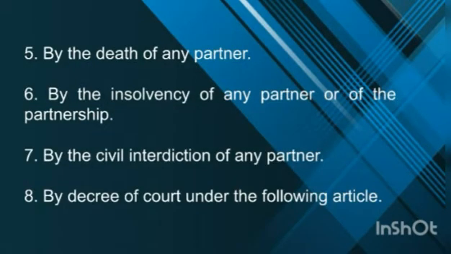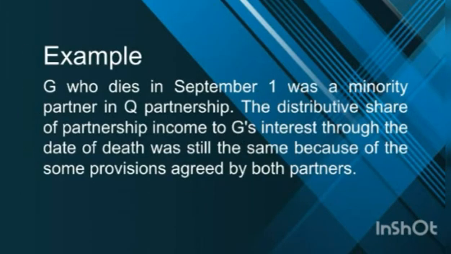Number 5. By the death of any partner. So in this case, there will be an automatic dissolution as well as a change in relationship. Example of this one was when Jay, who died in September, was a minority partner in Q partnership. The distributive share of partnership income to Jay's interest through the date of death was still the same because of some provisions agreed by both partners.